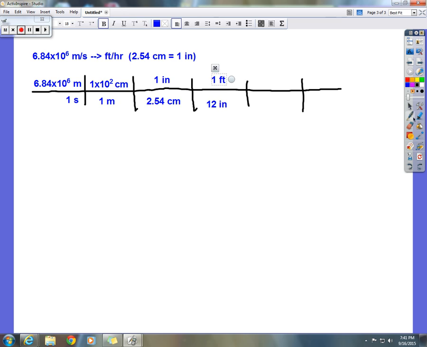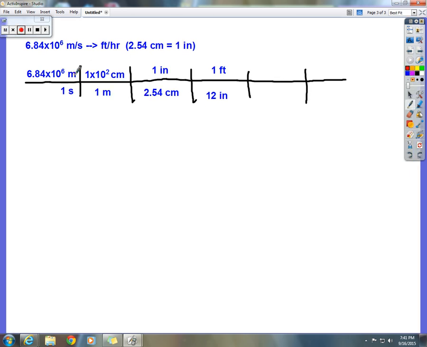So, if you look, we've managed to cancel out meters, centimeters, and inches. And we're left with feet on the top, which up here, feet was on the top of my fraction for feet per hour. So that's good. That's where we needed it to be. We needed it to be on the top. Okay? So we've got our feet. So now we just need to get our hours from seconds. So let's think about that for a second and how we would do that.